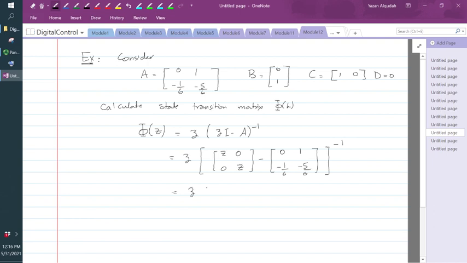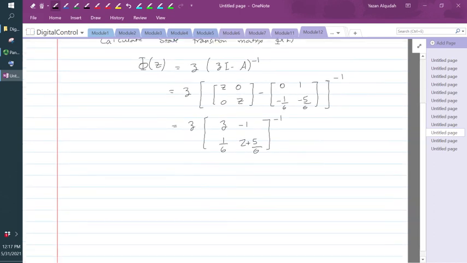So what is this equal to? If I subtract them from each other, I'm going to get a z. 0 minus 1, I'm going to get negative 1. 0 minus negative 1/6, I get 1/6. z minus negative 5/6 is going to become z plus 5/6. And this is the inverse.